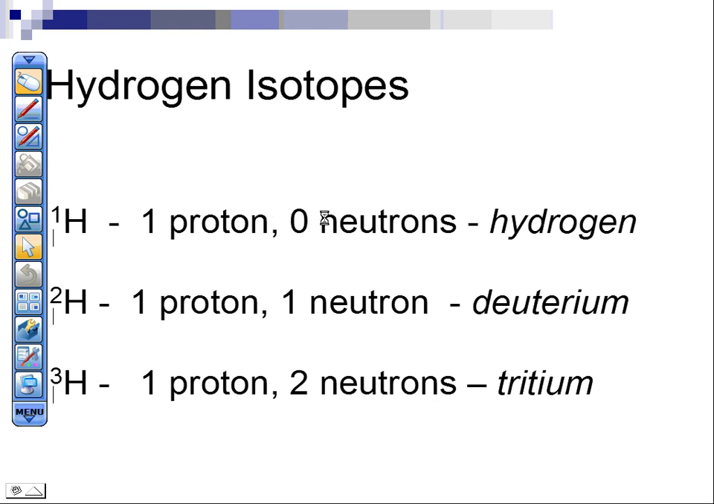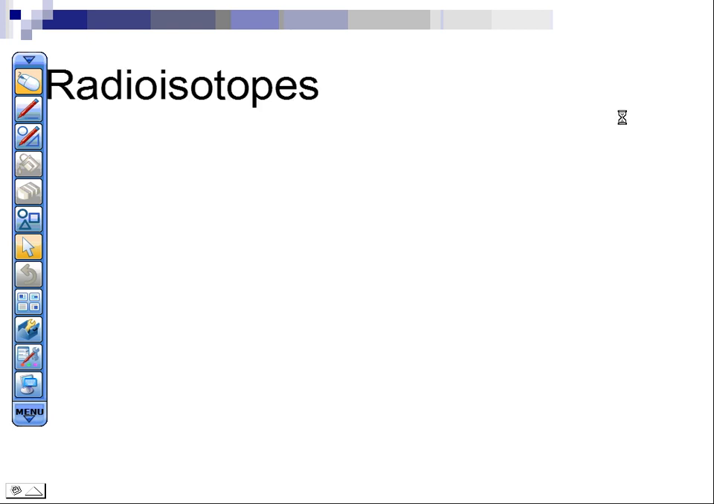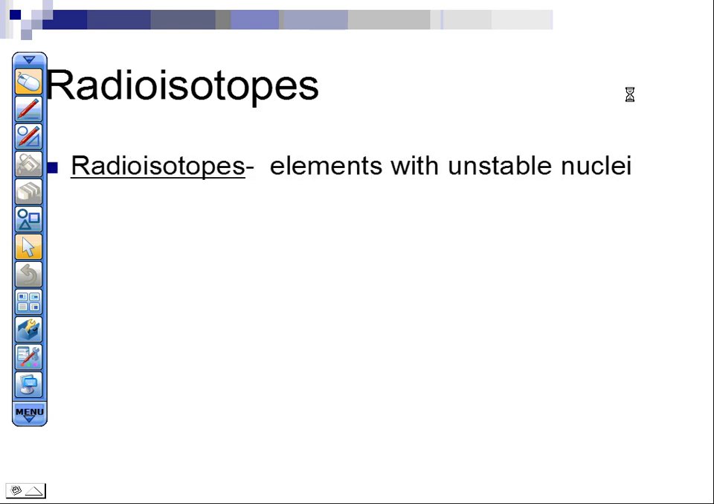This one right here is actually not radioactive. These 2 are radioactive forms of hydrogen. So radioisotope means that the nucleus, for whatever reason, is unstable. And a lot of times the instability has to do with the fact that it's got maybe too many protons or maybe too many neutrons, and the ratio is not quite right.